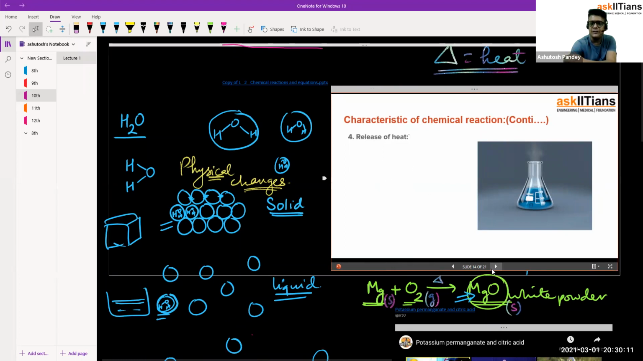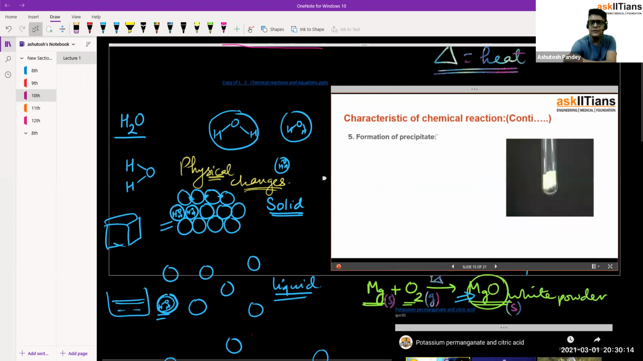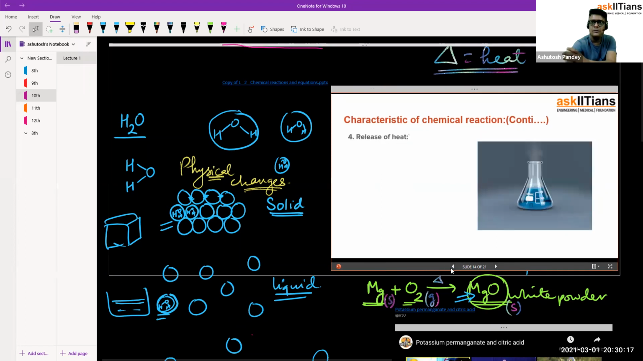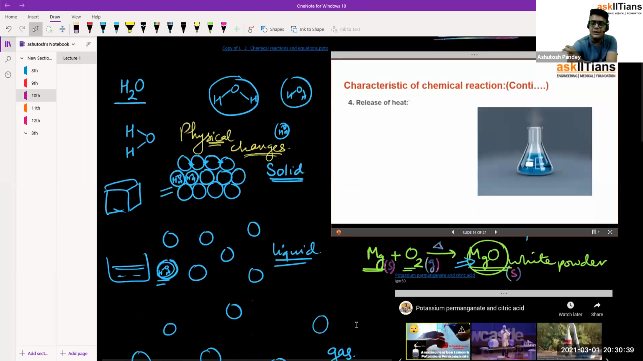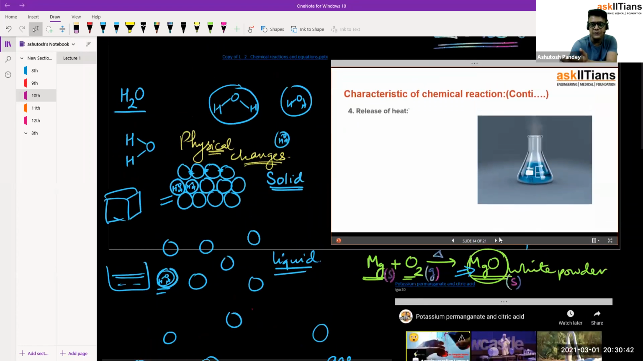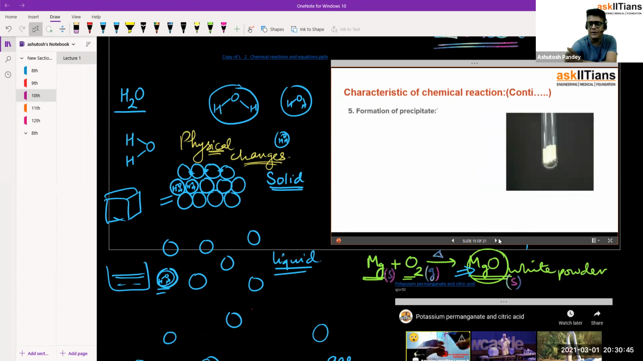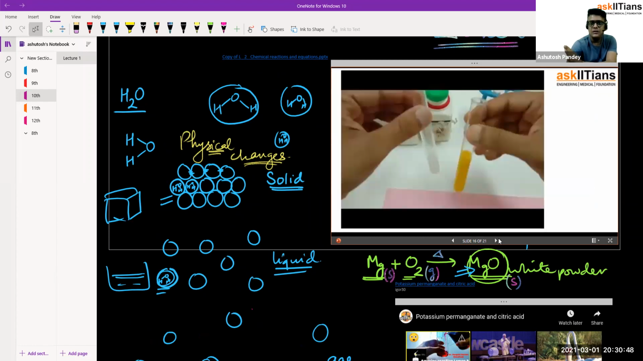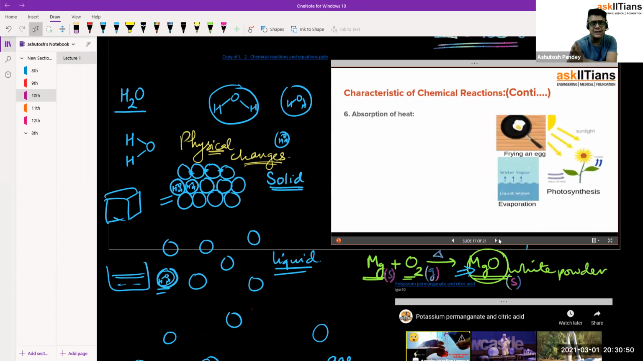Okay, now release of heat. When combustion occurs, let's say burning of wood or any fuel, we'll get some heat, right? Evolution of heat occurs. So this evolution of heat tells us that some chemical change has happened. Burning of wood is a very good example of this. Next, formation of precipitate, which we have already seen. So this is how we can say that a chemical reaction happens.